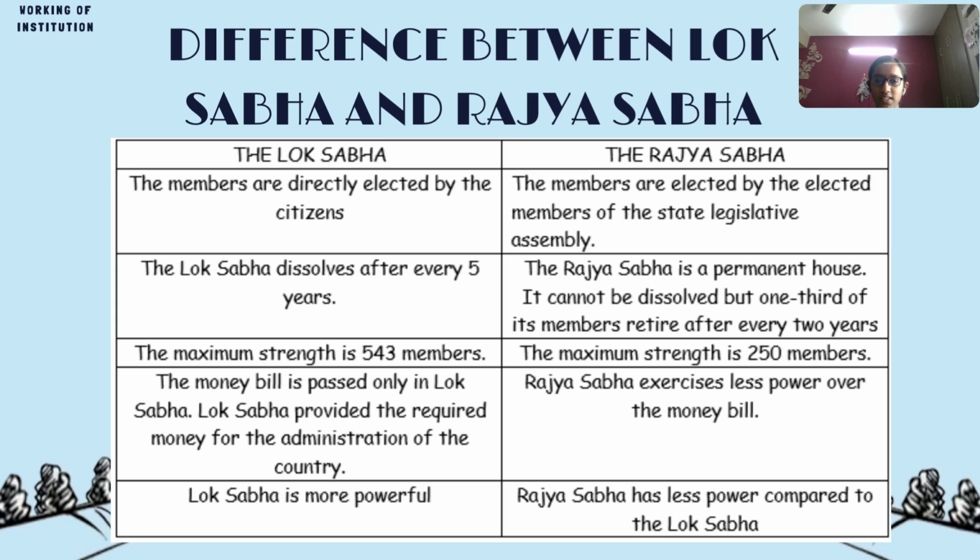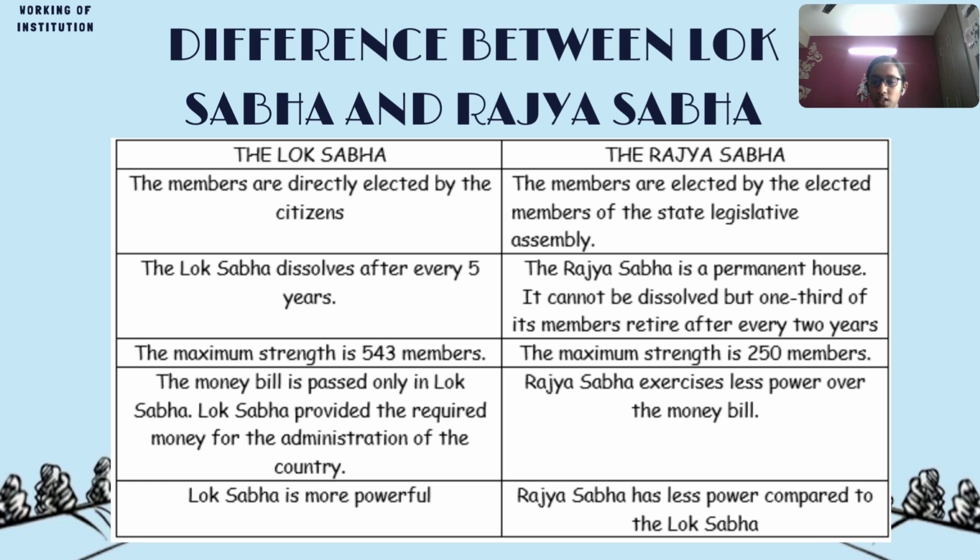In the last slides, we saw how Lok Sabha is more powerful than the Rajya Sabha. Here, let's see the difference between the Lok Sabha and the Rajya Sabha. In the Lok Sabha, the members are directly elected by the citizens, whereas the members of the Rajya Sabha are elected by the members of the State Legislative Assembly. The Lok Sabha dissolves after every 5 years, whereas the Rajya Sabha is a permanent house. It cannot be dissolved, but one-third of its members retire after every 2 years.